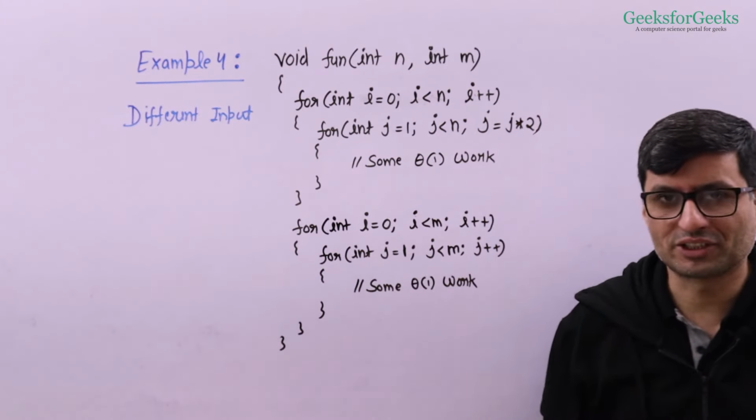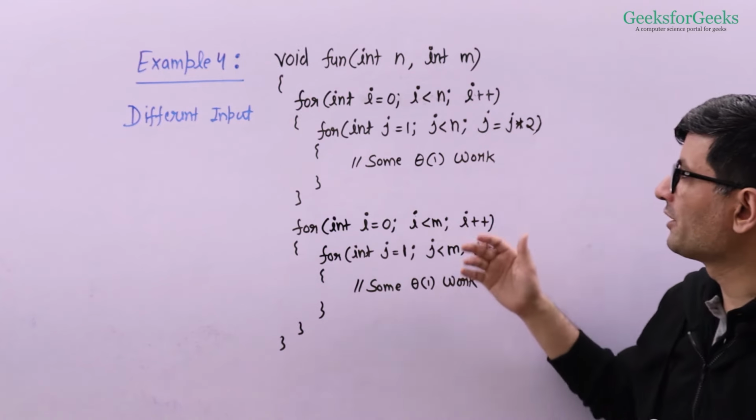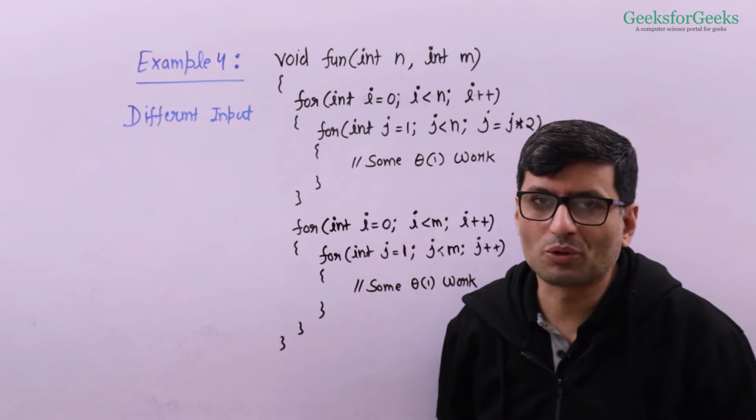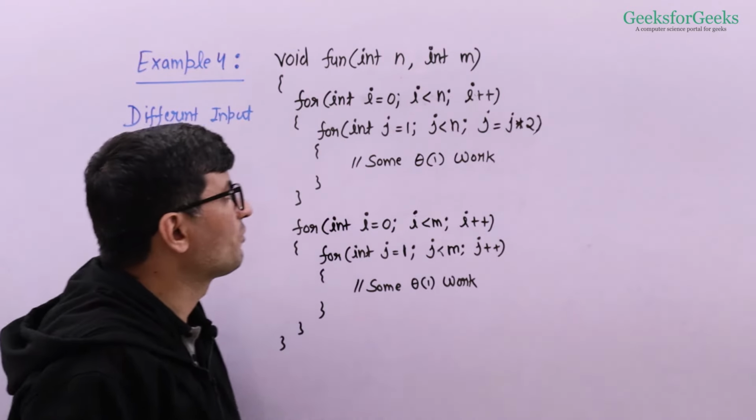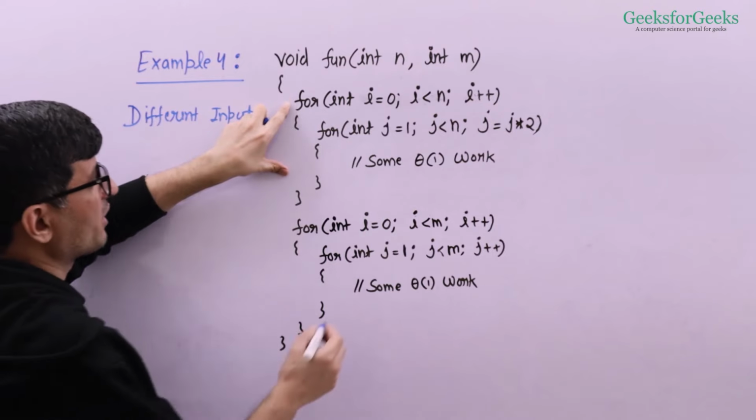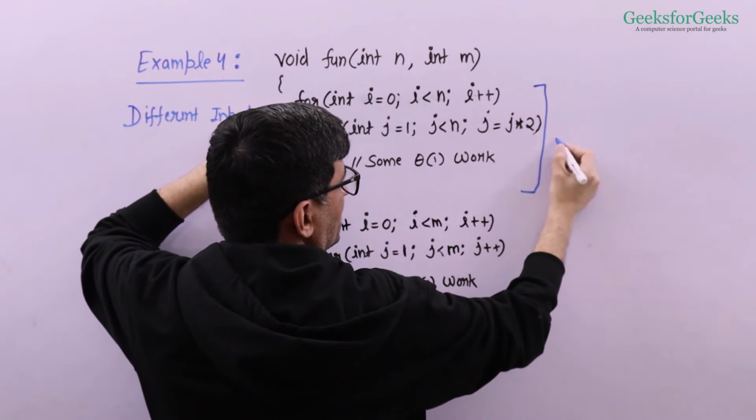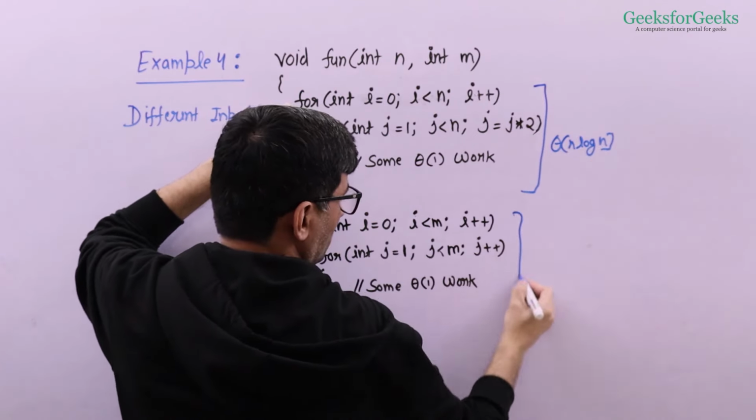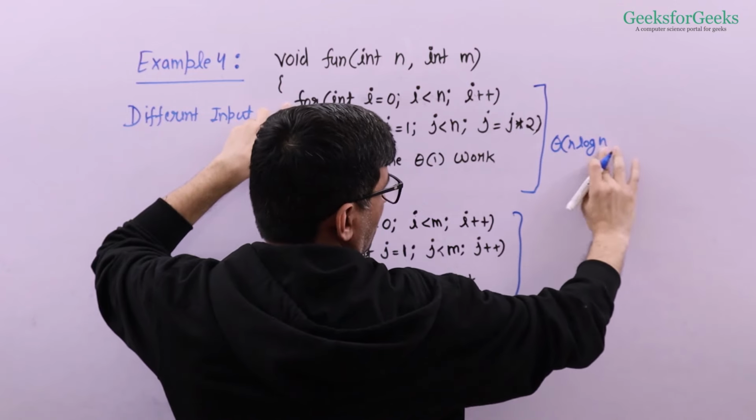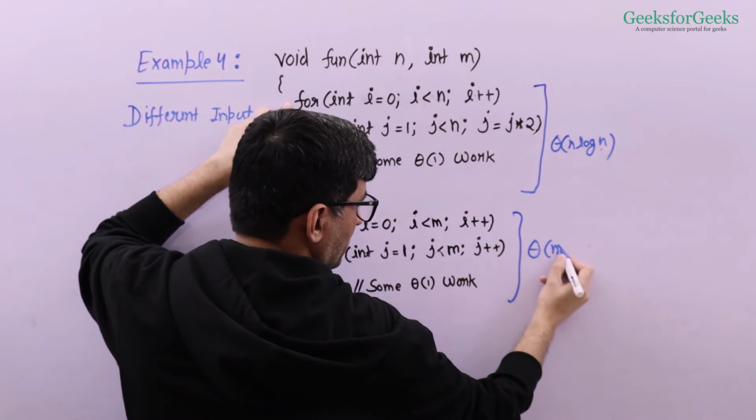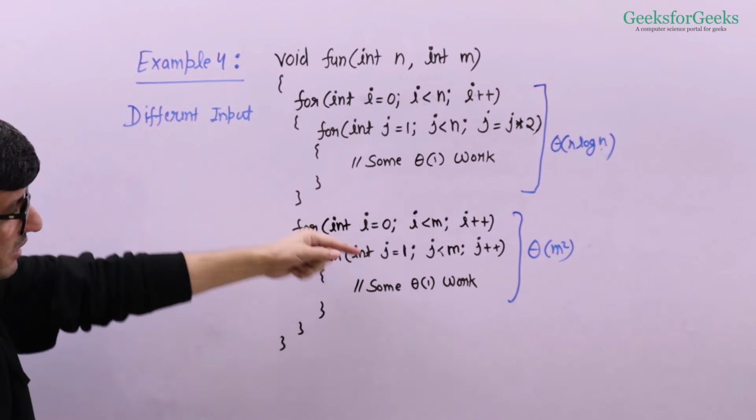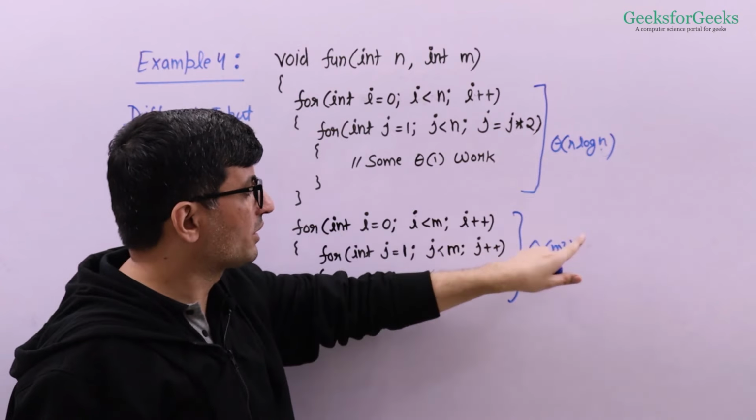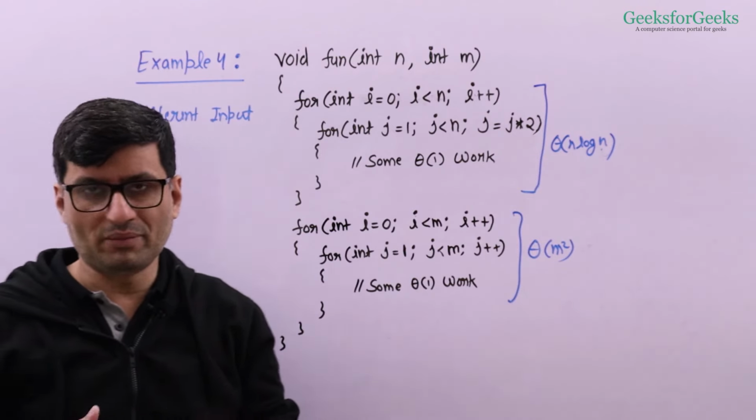Let's now see our last function. In this function, we have two different inputs. We have n and m. Please pause this video and try to guess the order of growth of this function. We have already seen the order of growth of this part is theta n log n. This is something we just saw. Now the order of growth of this part, the bottom part, is going to be theta of m square. You must have guessed it. We're running it theta m times, then we have another loop which also runs theta m times. So the overall time is going to be theta of n log n plus theta of m square. See, n and m are different inputs.